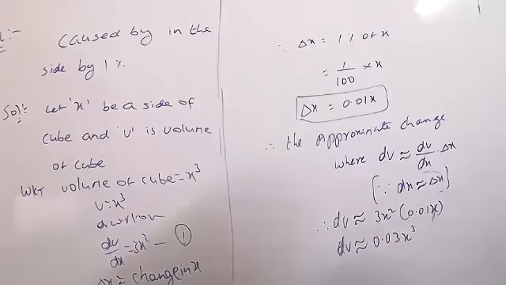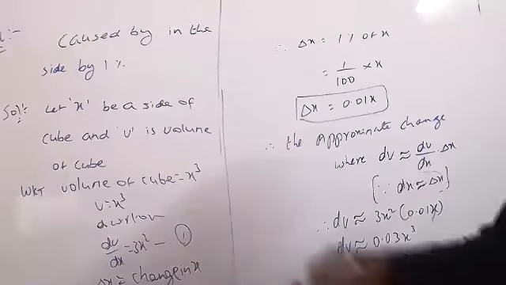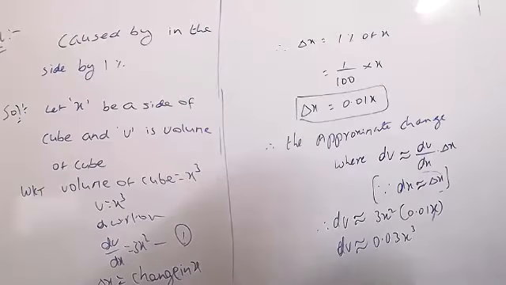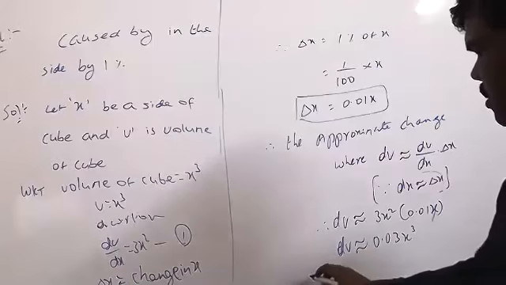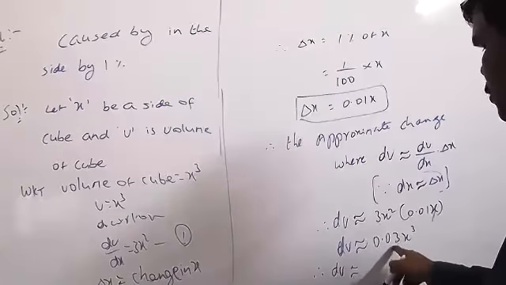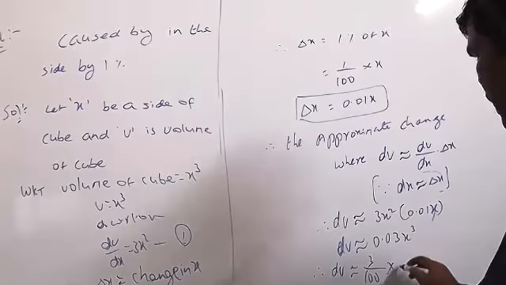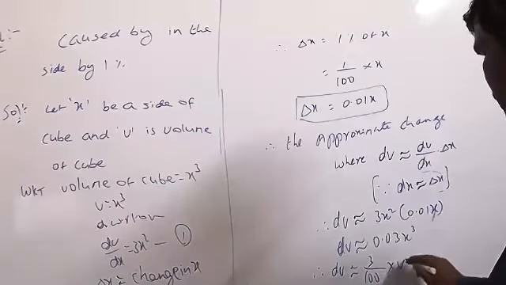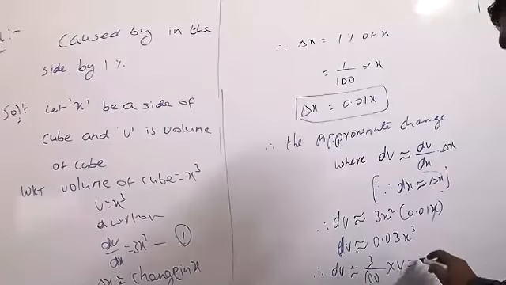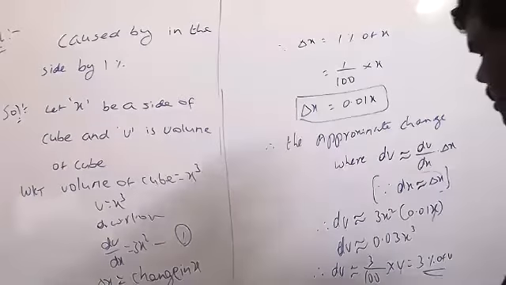We know very well that x cube equals the volume, correct? The same you can write. So dV is similar to 0.03 V. What is the meaning of 0.03 actually? You can write it as 3 by 100. So it is 3 by 100 of the volume, that is, 3% of the volume. This much will be increasing.